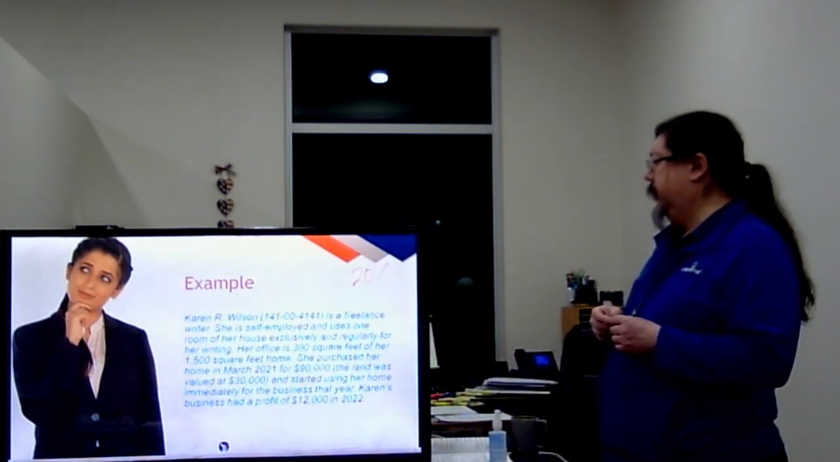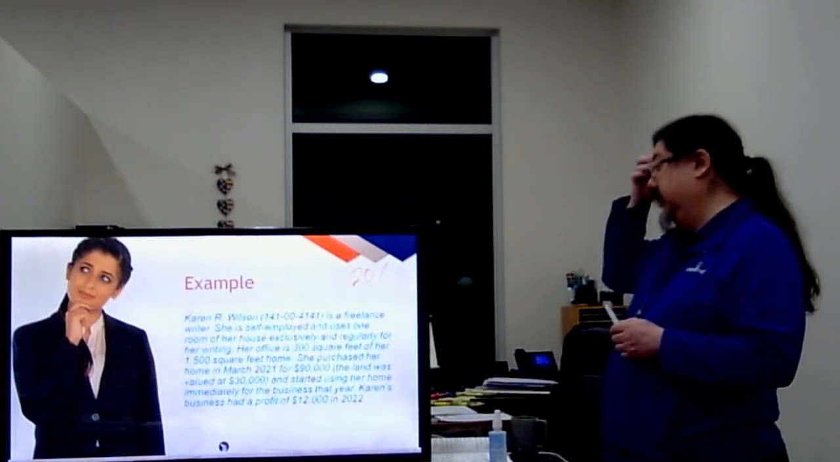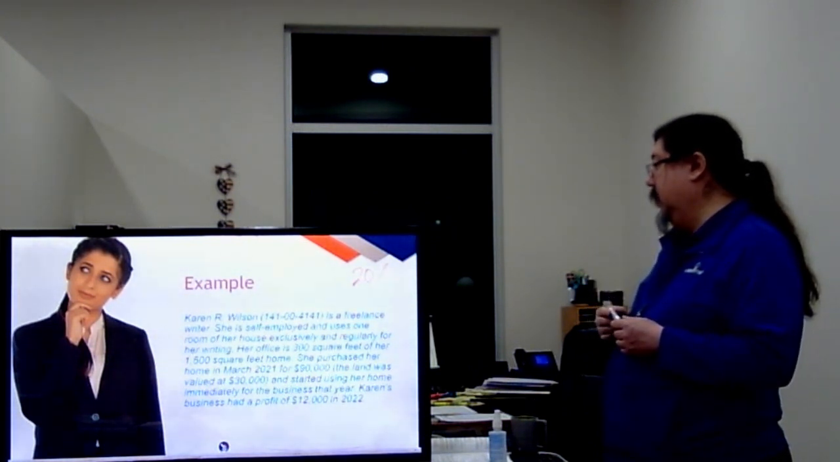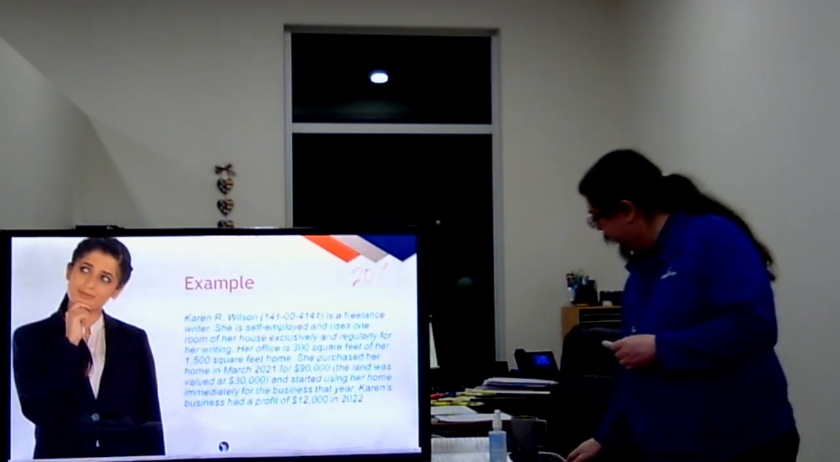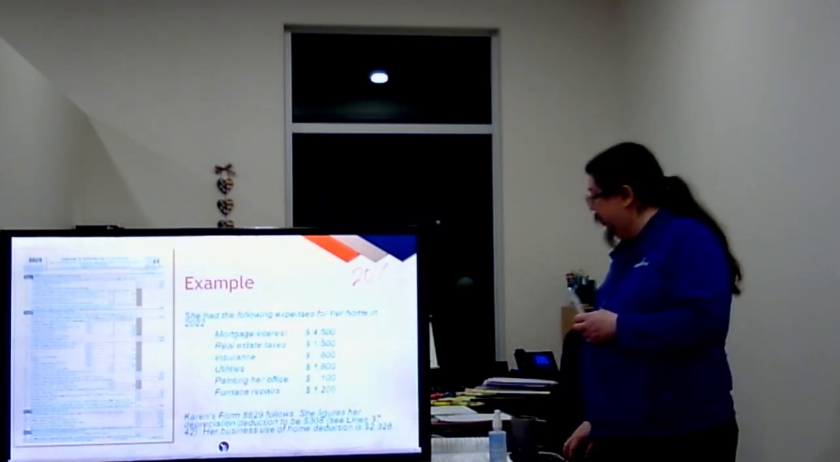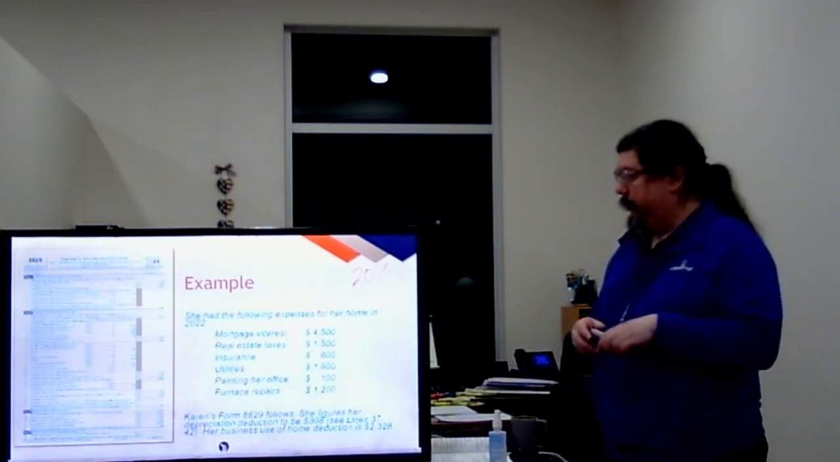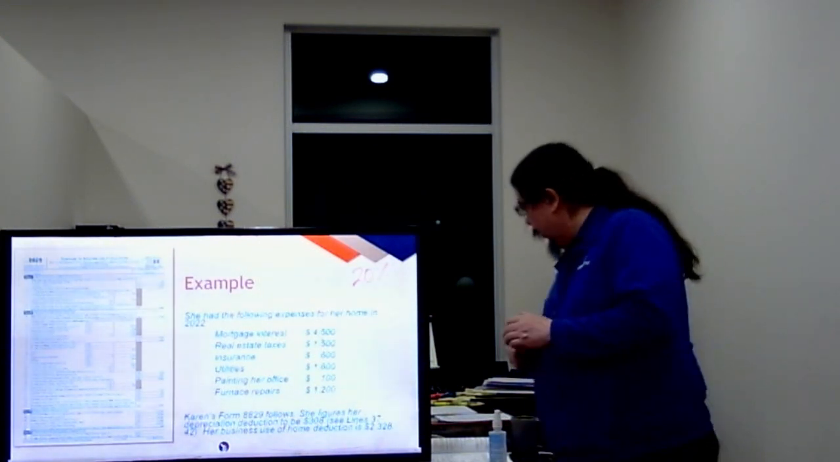She bought her home for $90,000 with a land value of $30,000. That's a pretty cheap house. And she started using her home immediately for business in that year. And here's a worked out example on the next page. It's pretty tiny, but it's also on page 400.